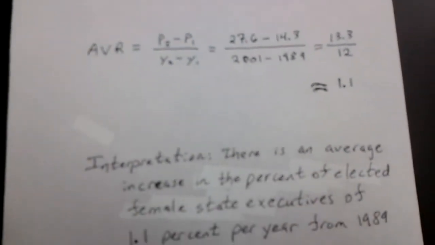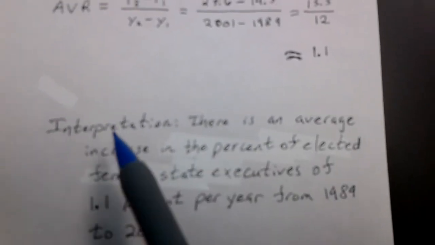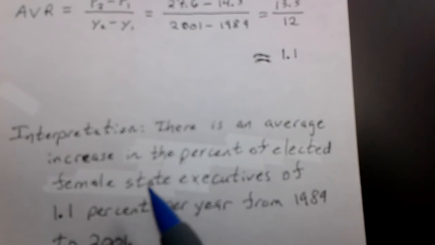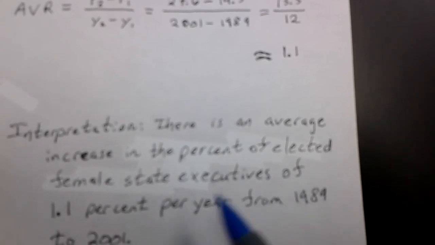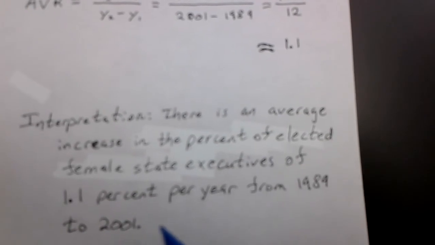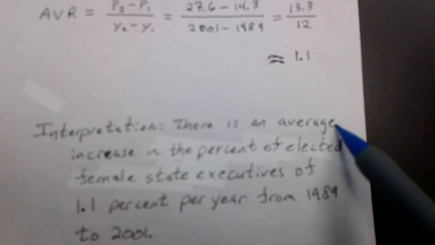So here's a good sentence for writing the practical significance or to interpret your answer. There is an average increase in the percent of elected female state executives of 1.1% per year from 1989 to 2001. So be sure you have this time frame and be sure you have the word average in there.